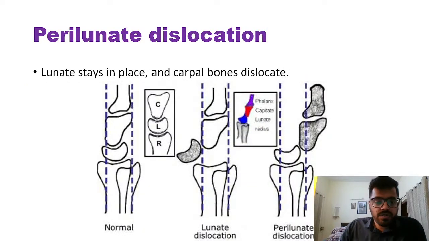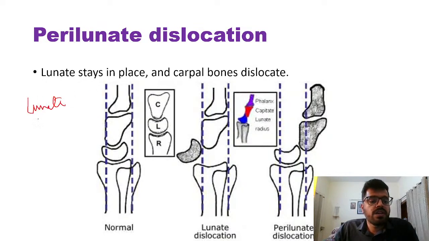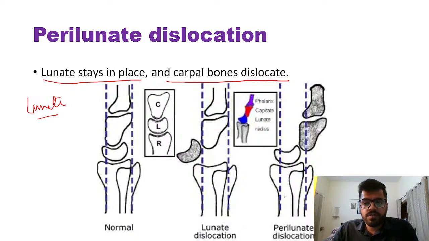Perilunate dislocation. What is the difference between a lunate dislocation and a perilunate? In a lunate dislocation, the lunate dislocates. In a perilunate dislocation, the lunate stays in its place and the carpal bones dislocate. So this is a perilunate dislocation. You can see on your right, this is the perilunate dislocation. The lunate is in its place and the carpus has dislocated. Here in lunate dislocation, the lunate has dislocated, rest of the carpals are in line, and this is the normal lateral view.